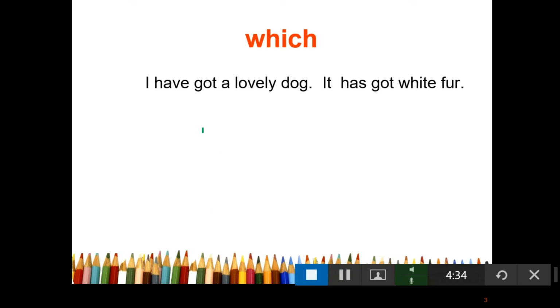Another example: I have got a lovely dog. It has got white fur. As usual, we have here it, which refers back to a lovely dog. So we need a relative pronoun, and we want to make these two sentences into one.